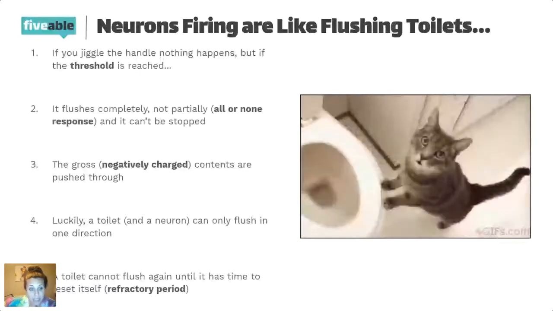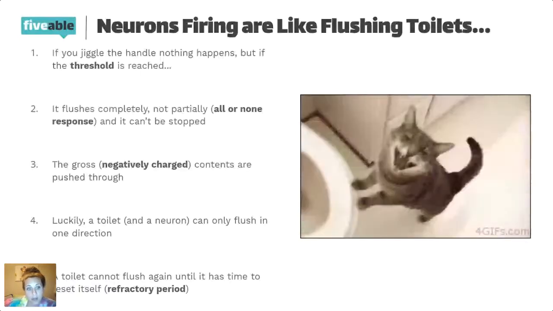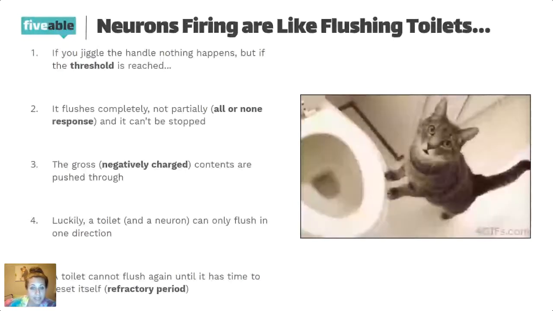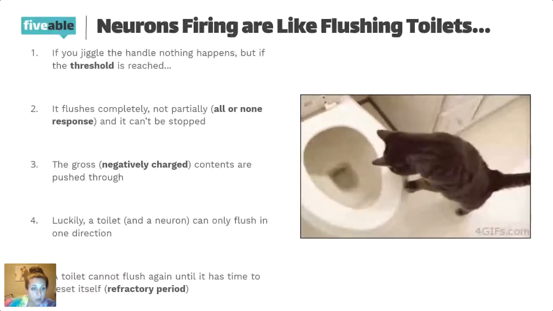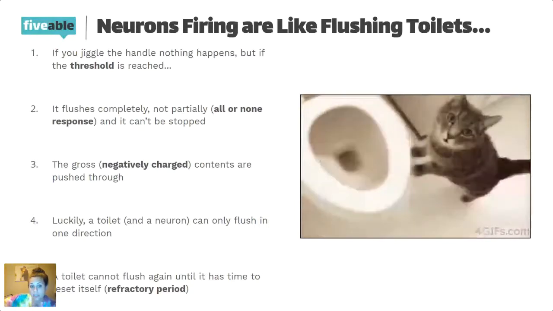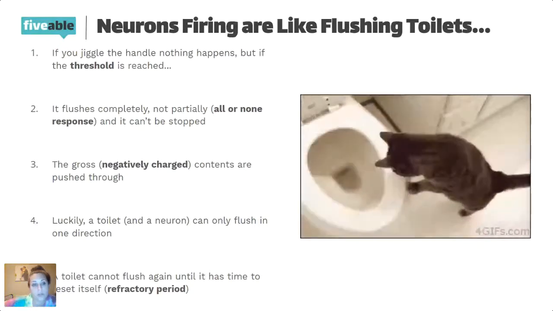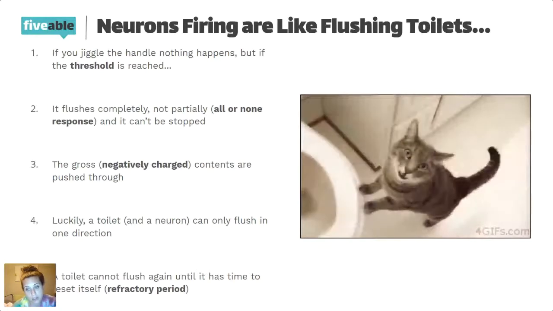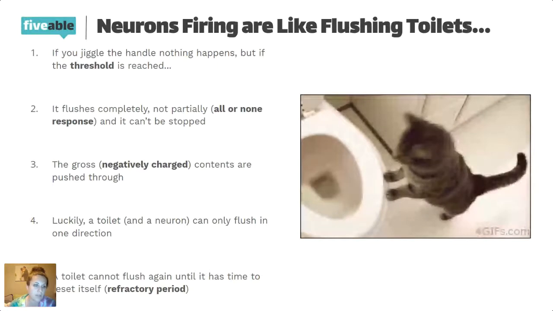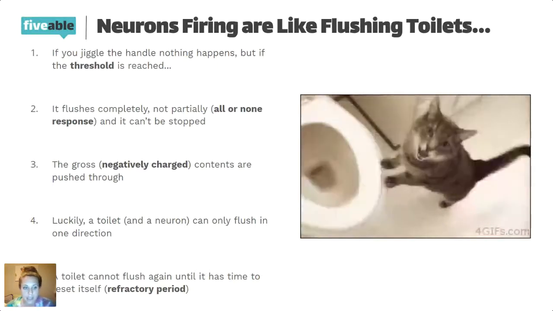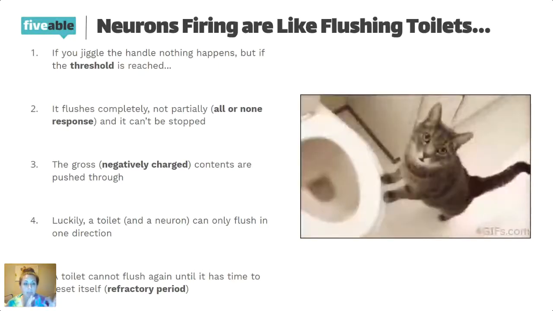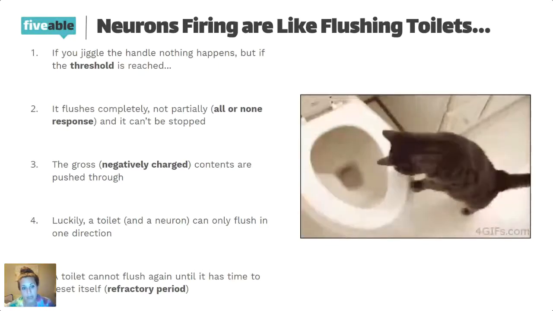And then lastly, a toilet and a neuron are similar because a toilet cannot flush again until it has had time to reset itself. And a neuron can't fire right away. A neuron has to, we talked about, reach its state of repolarization before it's ready to fire again. And so think about that like the time period when the toilet is running and it's filling back up. Your neuron takes a second to also be ready to go again. Again, in a neuron, it feels instantaneous, but there is a brief pause before it can fire again.